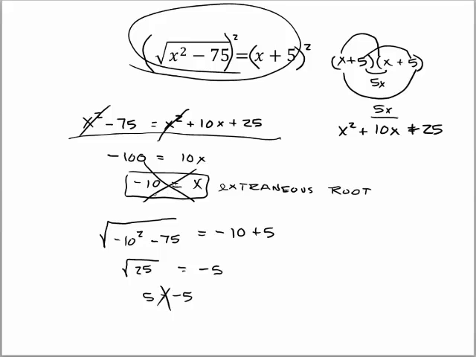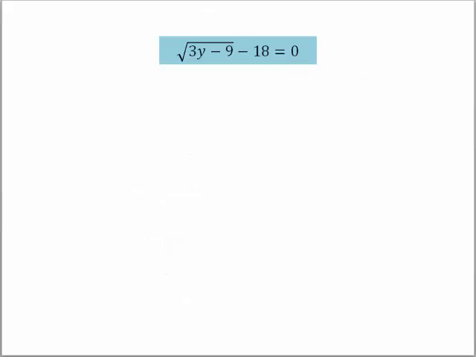So we thought it was the answer, but when we put it back into the original equation, it turned out false. Therefore, it's an extraneous root. So now you see how that works. We've had one with a real root, and we've had one with an extraneous root. You just never know until you go back and check them.